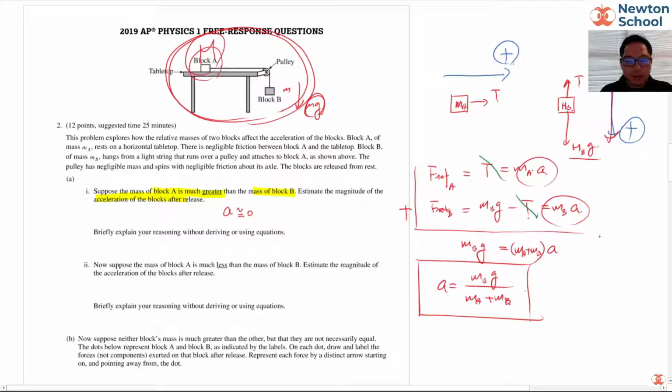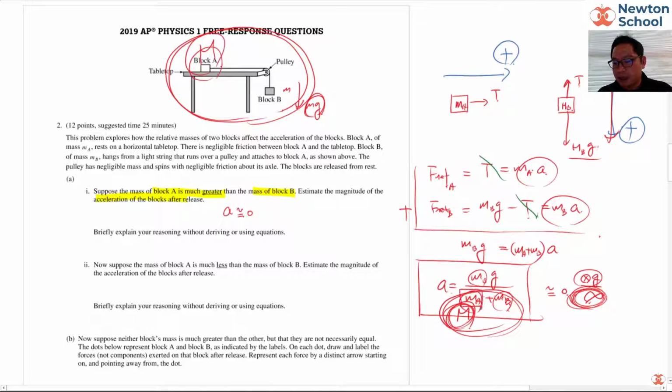Now, first case, A is much greater, so this denominator is very large. Then the acceleration will be pretty small. You have a large denominator, so acceleration will be close to 0. It's like infinite here and something small times g there. If this gets larger and larger because of the mass of A on top of the table, the acceleration will be smaller.